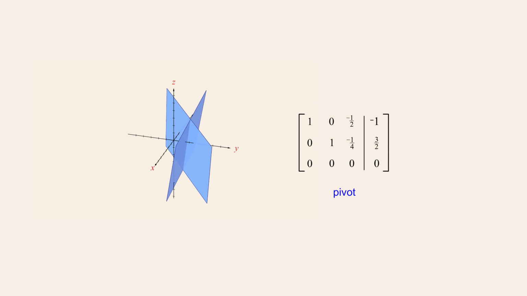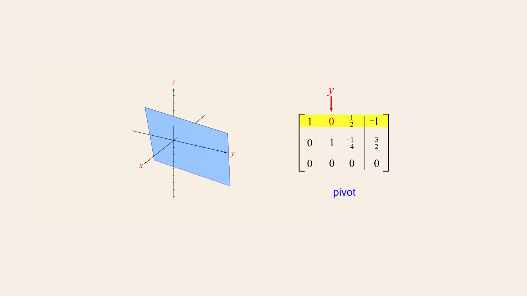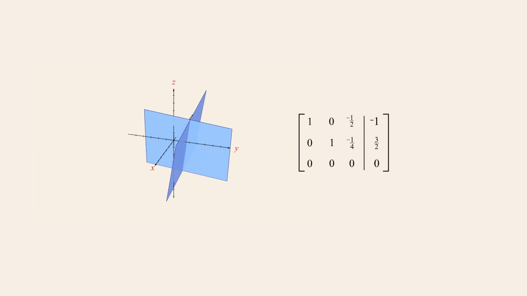Since this pivot added a multiple of row 2 to row 1, it causes plane 1 to rotate around its line of intersection with plane 2. And since the y coefficient in row 1 has changed to 0, plane 1 is now parallel to the y-axis. Since both leading entries in the matrix are now the only non-zero entry in their columns, this matrix is in reduced row echelon form.